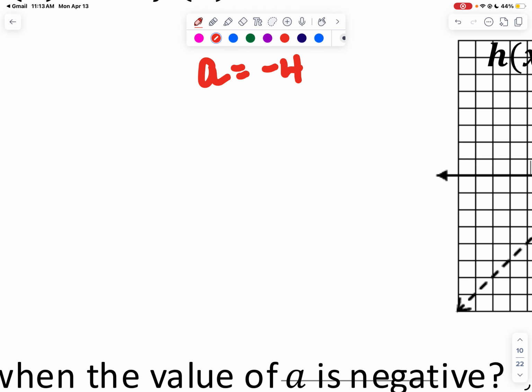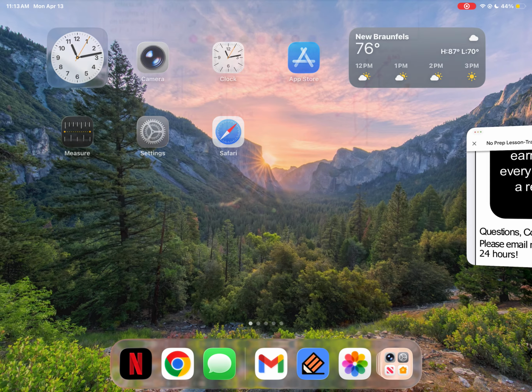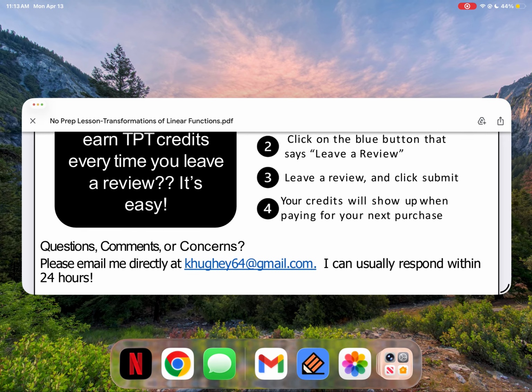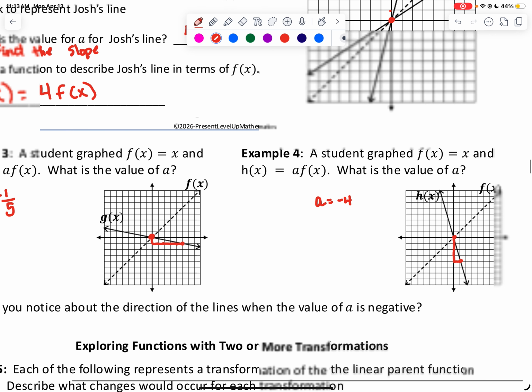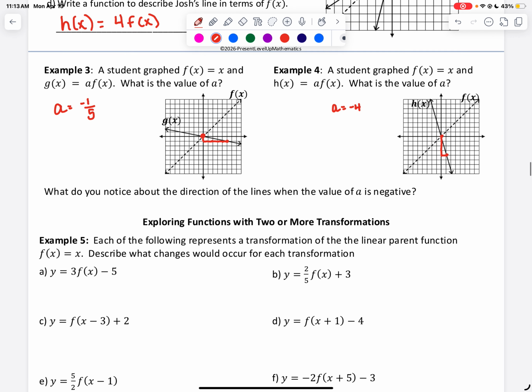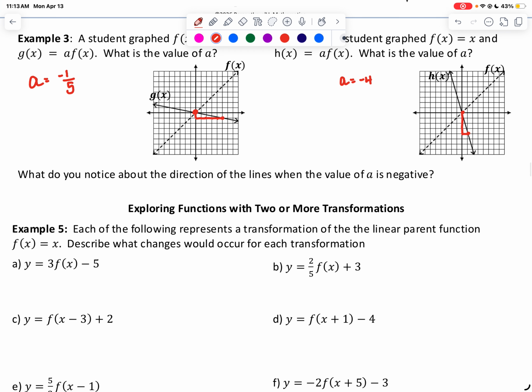All right, why am I not zooming out here? There we go. All right, next question. What do you notice about the direction of the lines when the value of A is negative? Well, notice on g of x and h of x, they're both going downhill.